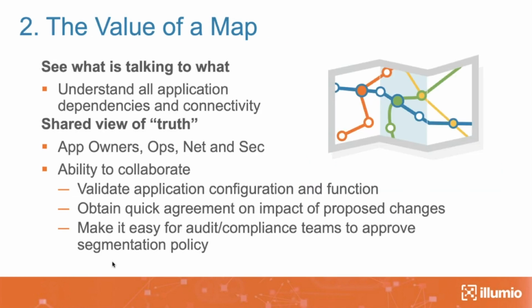The second thing is the value of the map. The map is really your starting point because that is a shared view of the truth. You may not know how that application works as a network person, but you may have an app developer or a service owner who understands the application. And by way of looking at the map, there's a way to build common ground. You can look at things and say, oh, okay, I see this flow over here. My database is talking to another database, or I have this web server trying to connect directly into the database. That should not be allowed. It should always go through the application layer.